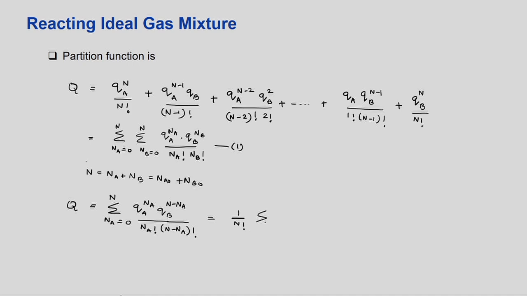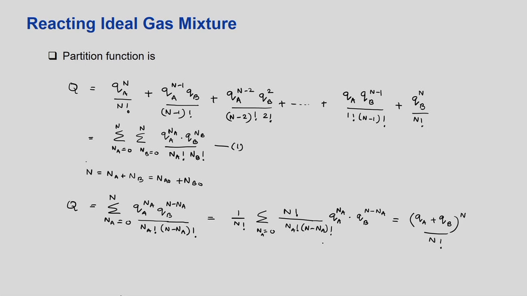So, if I do like this, it will be N factorial upon Na factorial into N minus Na factorial, QA to the power of Na into QB to the power of N minus Na. Okay. So, this is the way I can write it down, but this expression, as I told you, will be nothing but simply equal to QA plus QB to the power of N by N factorial. Because if you see this expression, it is similar to a binomial term expression.